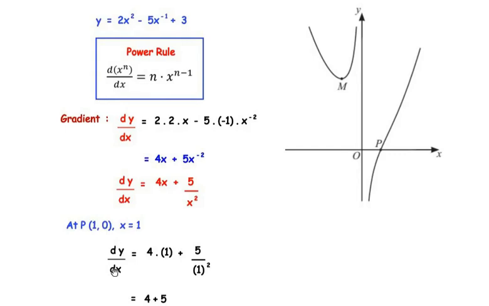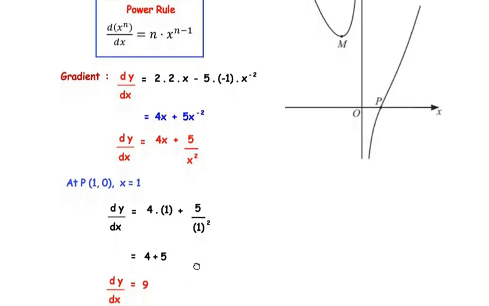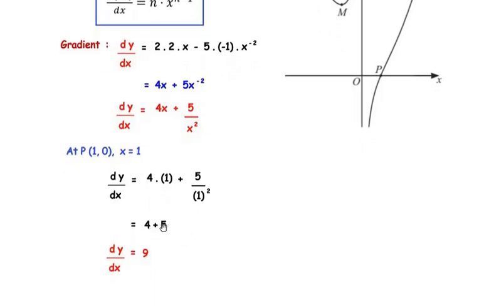So now dy by dx will be equal to 4 times 1 plus 5 over 1 squared. Now simplifying this, we get 4 times 1 is 4, plus 5 over 1 squared gives us 5. So dy by dx will be equal to 4 plus 5, which is 9. So this is our answer to part A of this question.